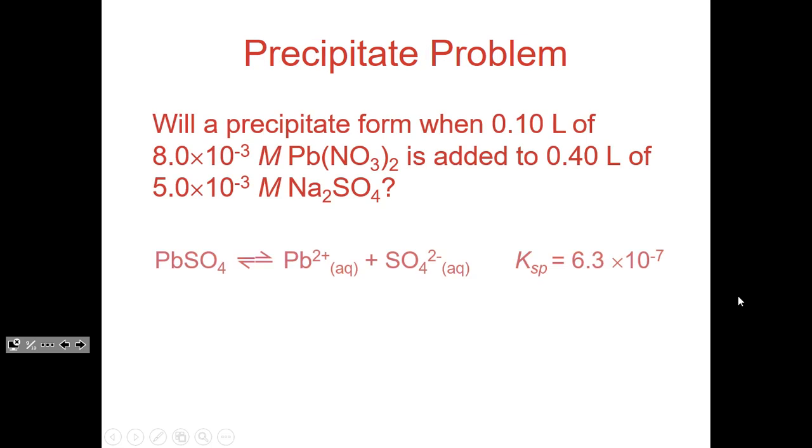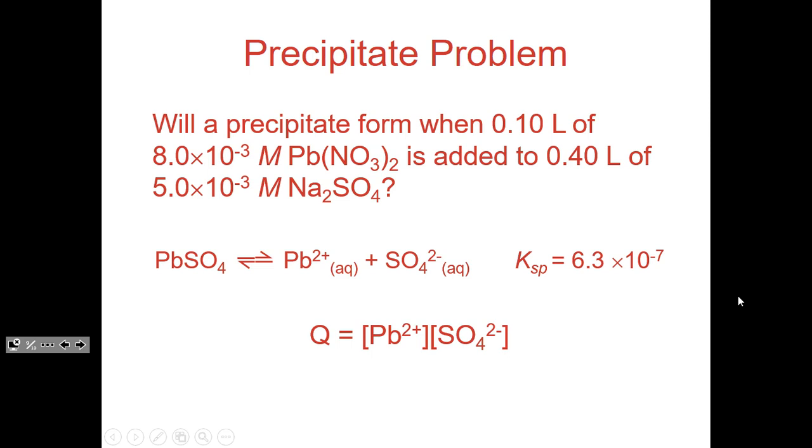Will a precipitate form when 0.10 liters of 8.0 times 10^-3 molar lead nitrate is added to 0.40 liters of 5.0 times 10^-3 molar sodium sulfate? First thing you need to realize is the nitrate ions are always soluble, so they're a spectator ion, so they're meaningless in this case. And the same thing with the sodium ion. They're a spectator ion. They're always soluble. So what we really have is a source of lead ions and sulfate ions. And lead sulfate is a low solubility substance.